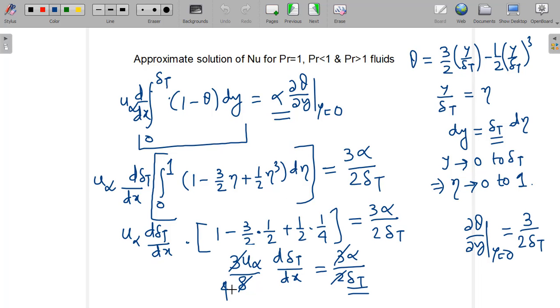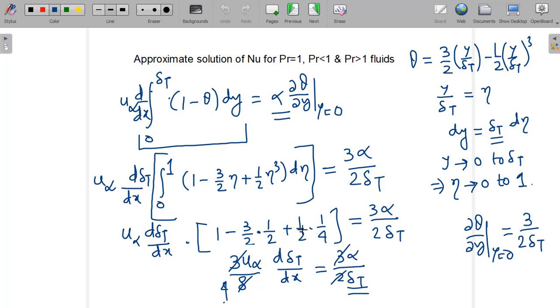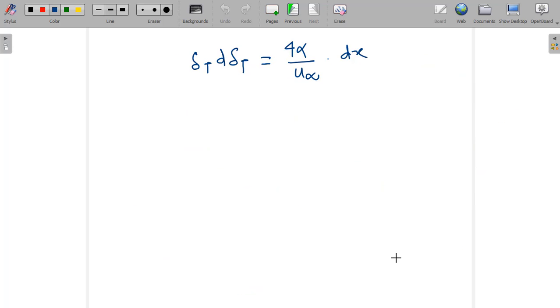So that will be what? That will be 4 alpha by u infinity. Okay, so that will be 4 alpha divided by u infinity into dx. Now if you just do this integration from x is equal to 0, as you know delta t is 0 at x is equal to 0, and at any x, say this is delta t, which is the delta t at that x.